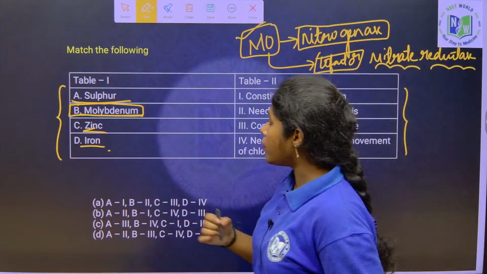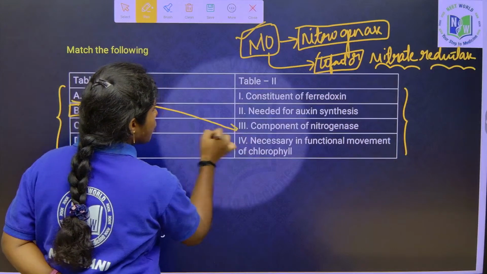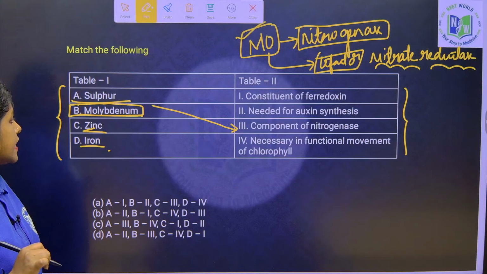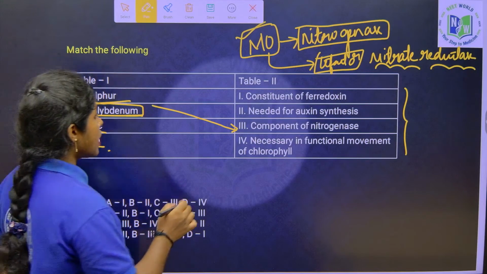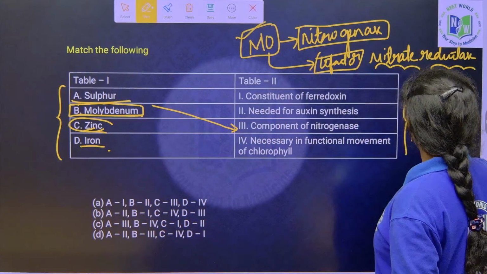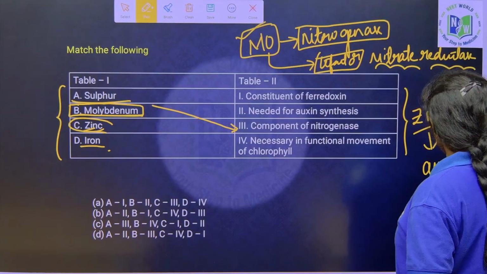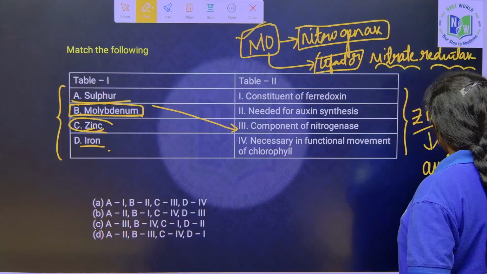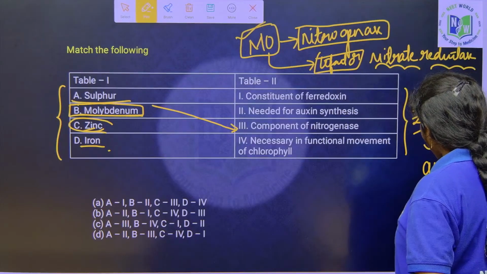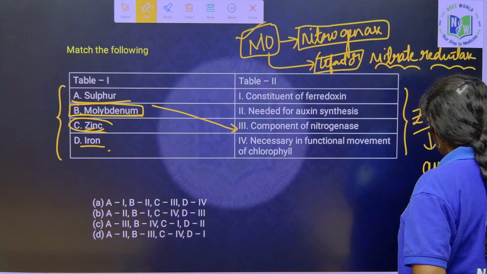Now see the first, molybdenum. Molybdenum is a component of the nitrogenase enzyme. And next see the zinc. Coming to zinc, zinc always is involved in auxin synthesis, and it is also the cofactor for the alcohol dehydrogenase enzyme.